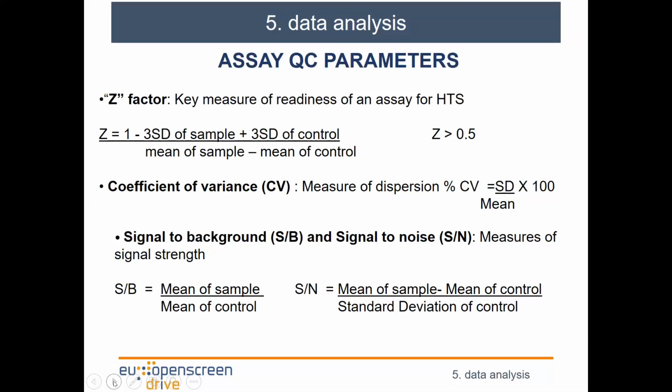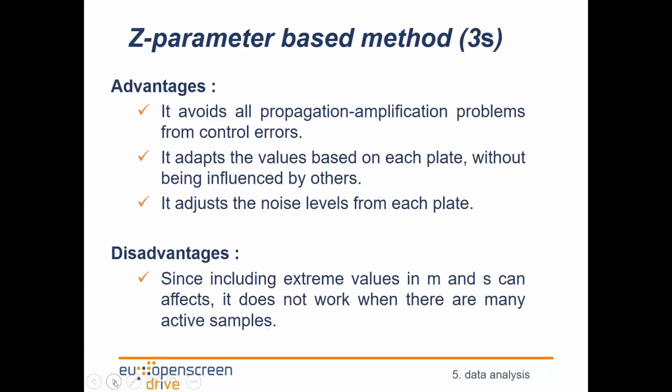If one of them is not worthy and is not working well, we should think that maybe some problem happened with our assay or with the plate where we obtained these results. Then we could not consider this one for our campaign, and we need to confirm or repeat this plate. In the next slide I am only going to explain some specific characteristics of the Z parameter.